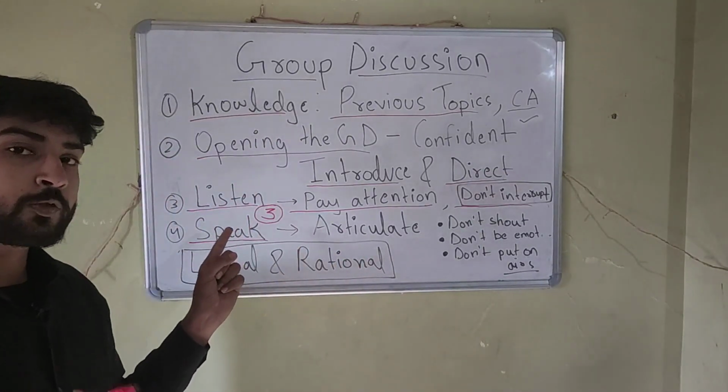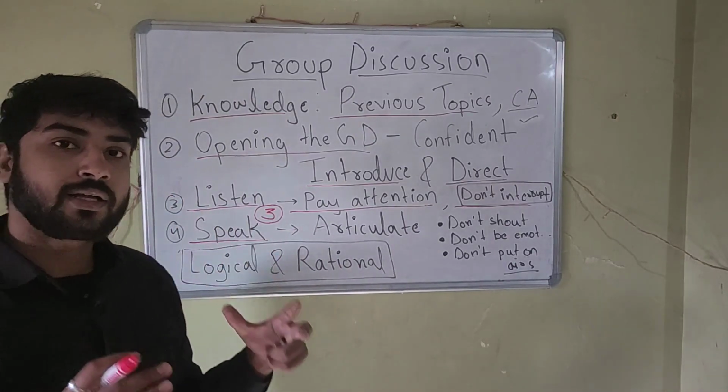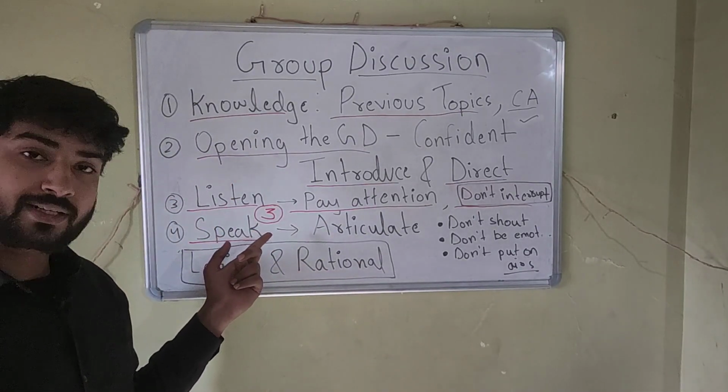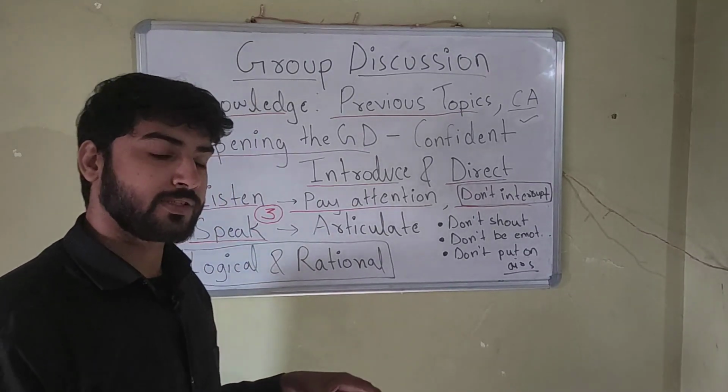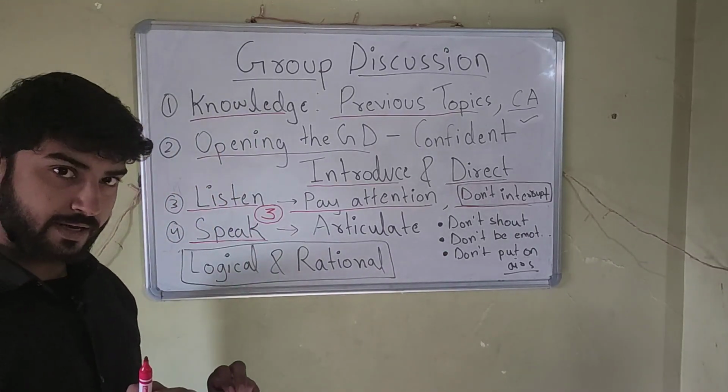You should at least speak up 3 times in the GD, and that statistically gives you more chance of getting selected. If you speak less than 3 times, then it's going to put you at a disadvantage. You don't need to speak all the time, but make sure that you speak at least 3 times.